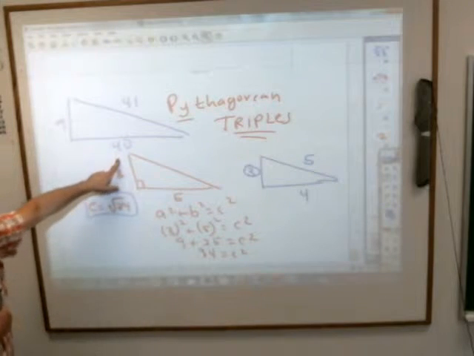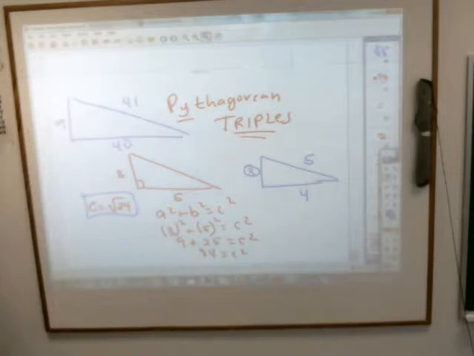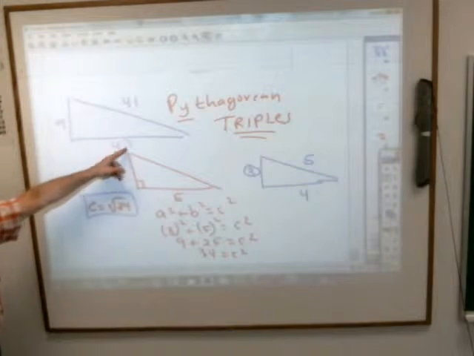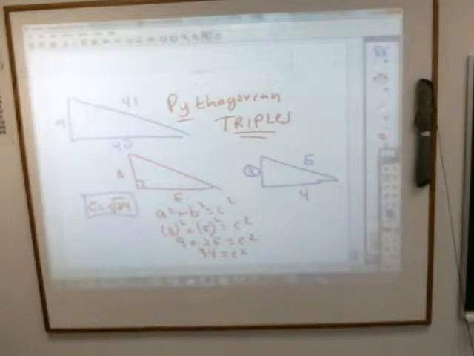Okay, I went to my chart, and since these are the two legs, the short side and the medium side, I looked to see if there was a 9 and a 40 on my chart. Here's a 9, here's a 40, maybe you can't see it from where you're at. The hypotenuse will have to be 41. It's just looking at the chart and seeing what number fills in the blank.